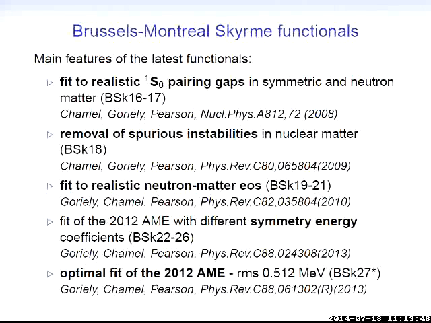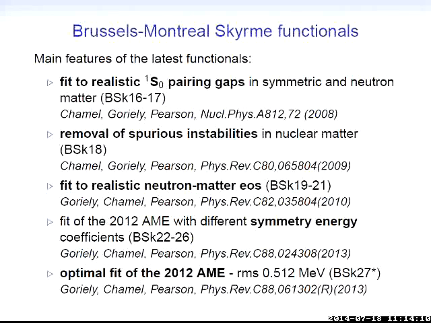But people generally do not find these instabilities in finite nuclei because they are working on a basis with a limited number of wave functions. So the system is too constrained to see these instabilities, but it was found quite recently that there is this problem.